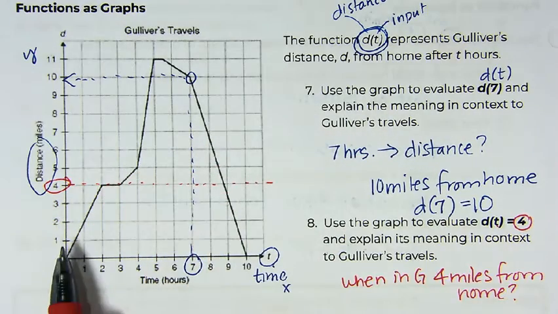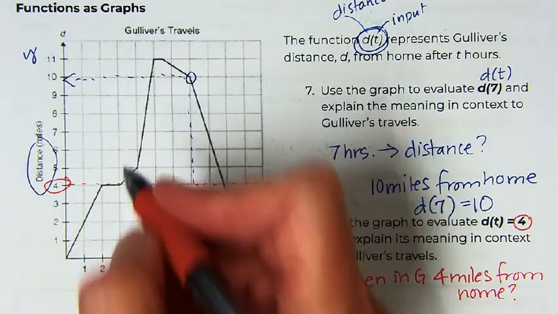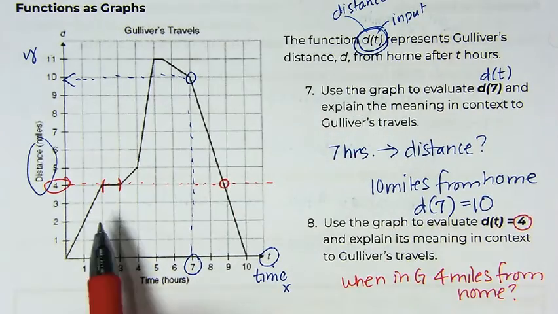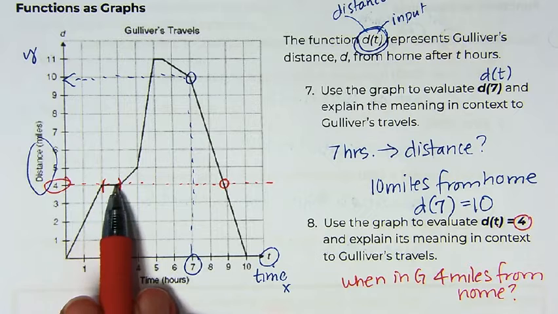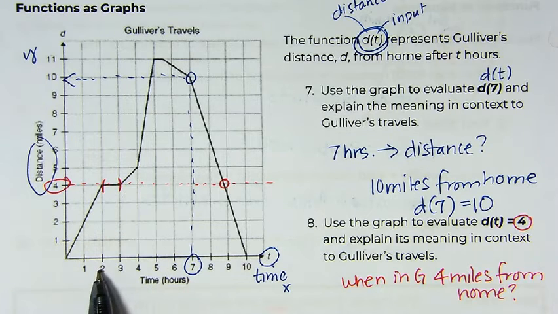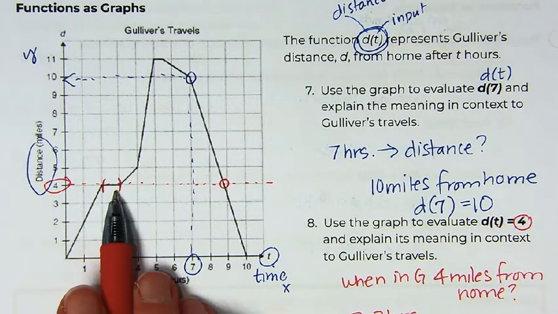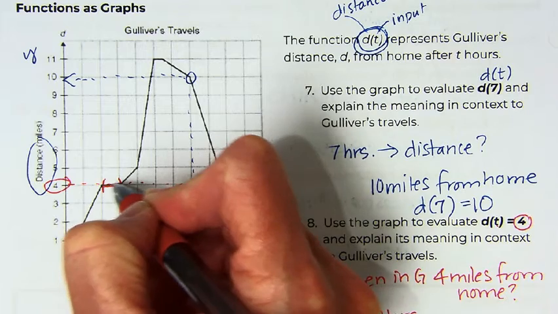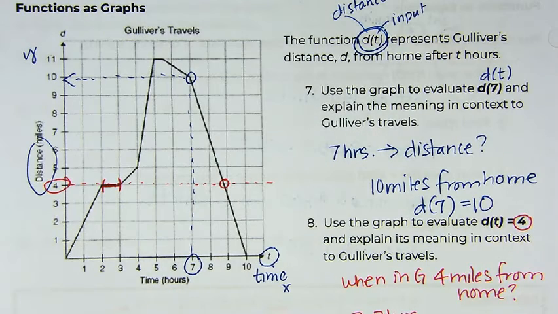And he is 4 miles from home in 2 different places. It looks like he was 4 miles from home between 2 and 3 hours into his journey. So it looks like he must have stopped somewhere, and his distance remained constant for that hour. Maybe he took a nap, maybe he was playing video games, who knows.